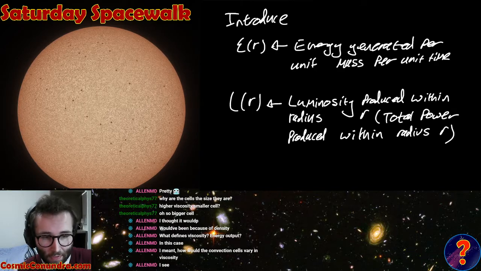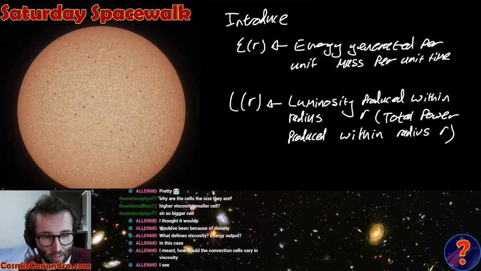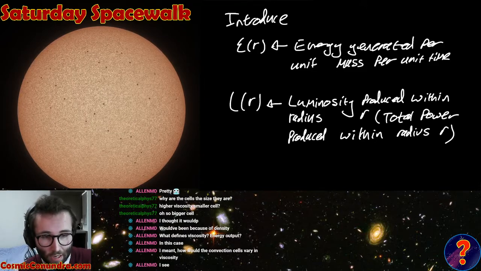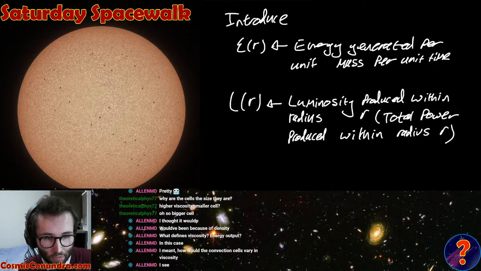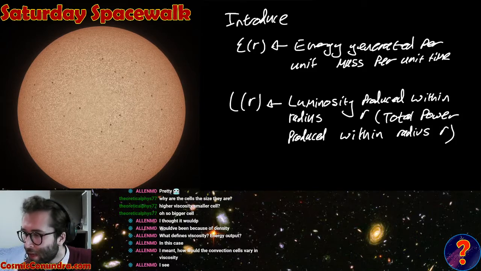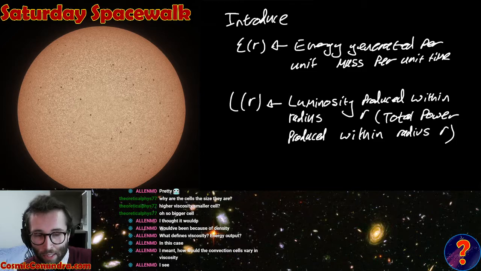So I thought a high viscosity would mean we would expect fewer of these boundaries between convection cells, which would mean you would want to have fewer larger convection cells rather than lots of small ones. That's just my thought on it though. So I expect if you had a higher viscosity you would have larger convection cells, but I'm not sure.